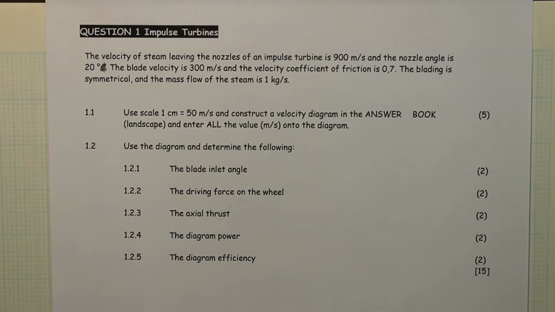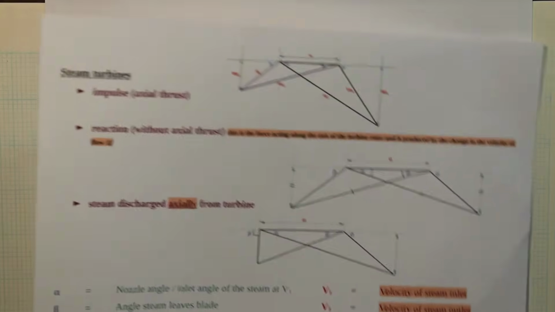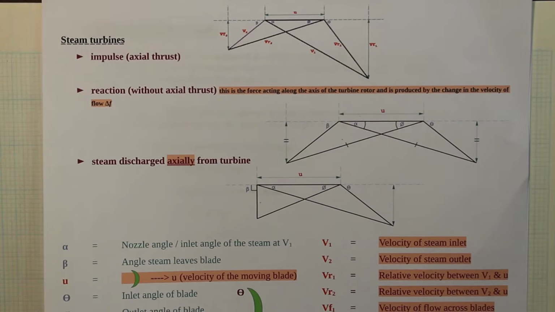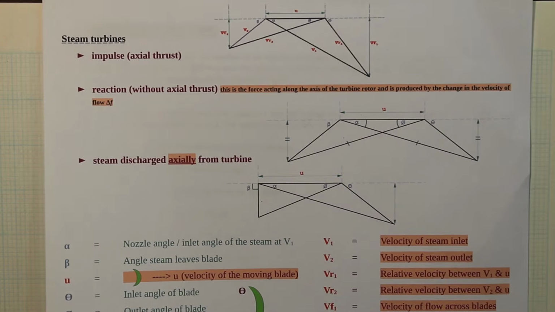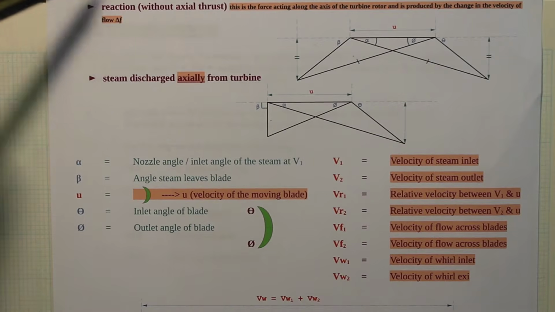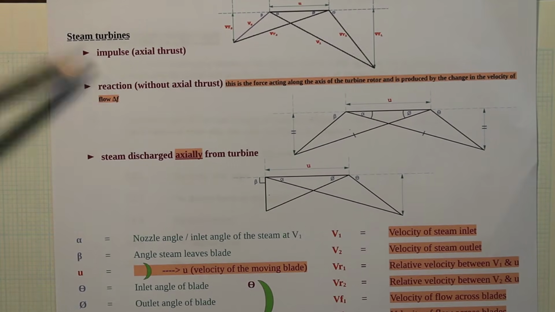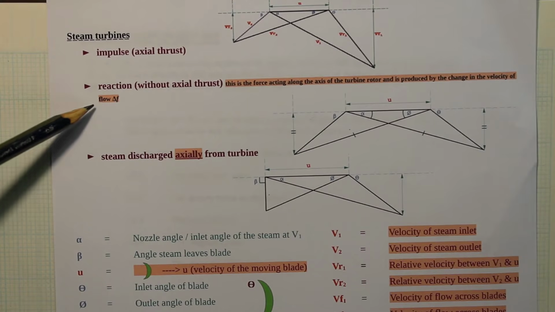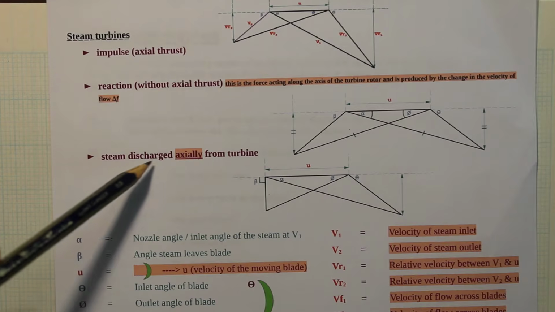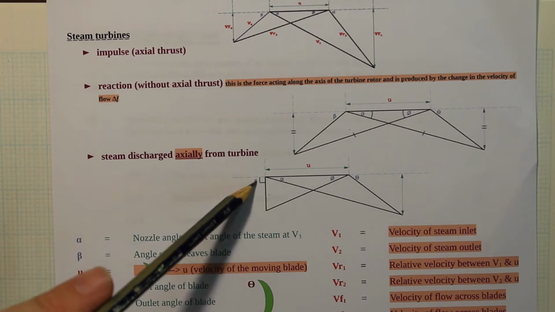All right, so now we're going to look at an impulse turbine problem. Remember, before we start, this page here, this note that I made for you guys, is very important. You need to memorize this page. You need to be familiar with the different types of turbines: impulse turbine, reaction turbine, which we're not going to do. And what it means if the steam is discharged axially, which means that this angle here, beta, is going to be at 90 degrees.